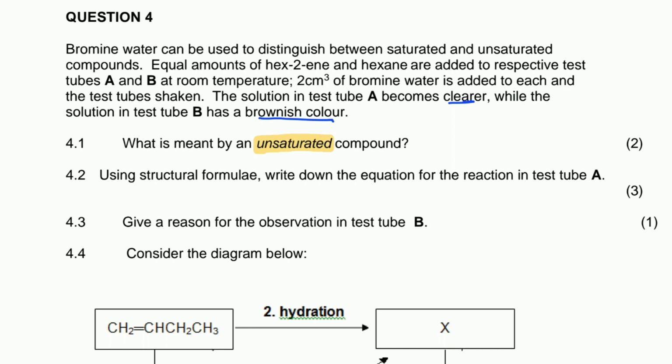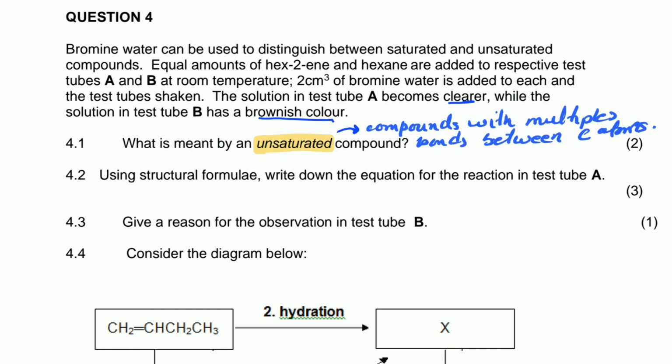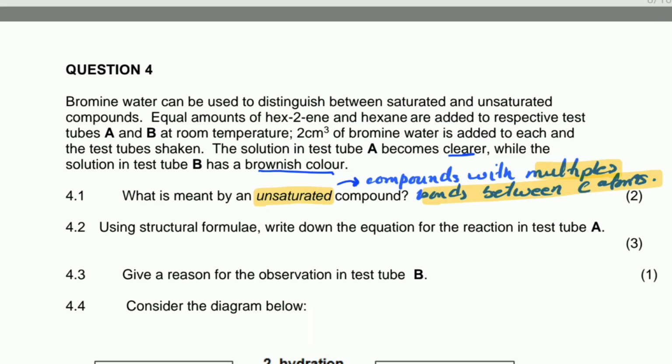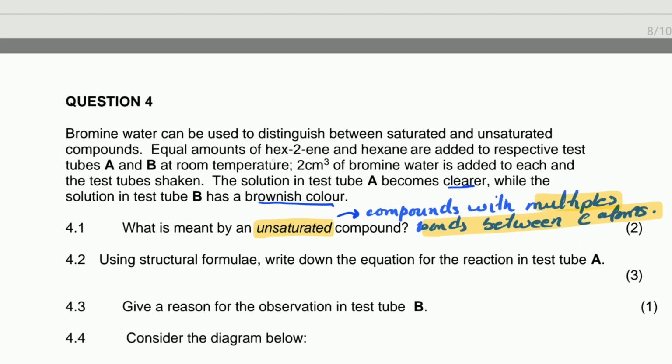There are multiple bonds between the carbon atoms. We're going to answer here: there are multiple bonds between carbon atoms. That is an unsaturated compound. Using structural formula, write down the equation for the reaction in test tube A. So let's go down. We need some space there to answer this question. They say hex-2-yne and hexane are added to test tubes A and B at room temperature. So A will have hex-2-yne.